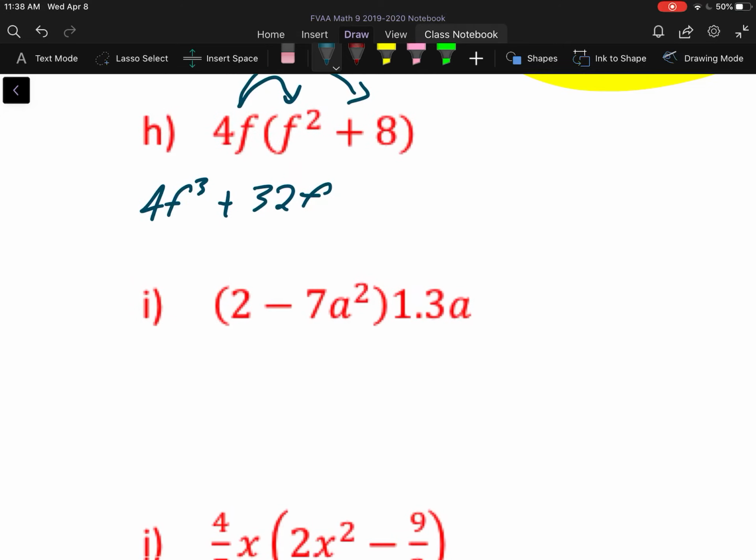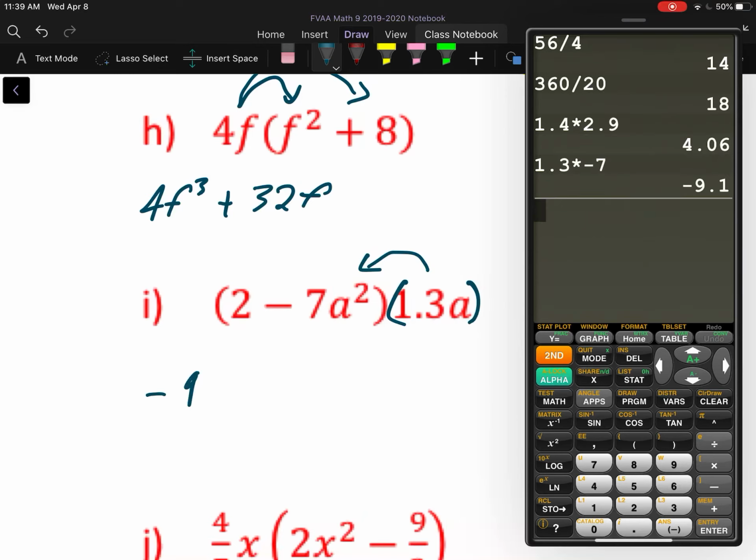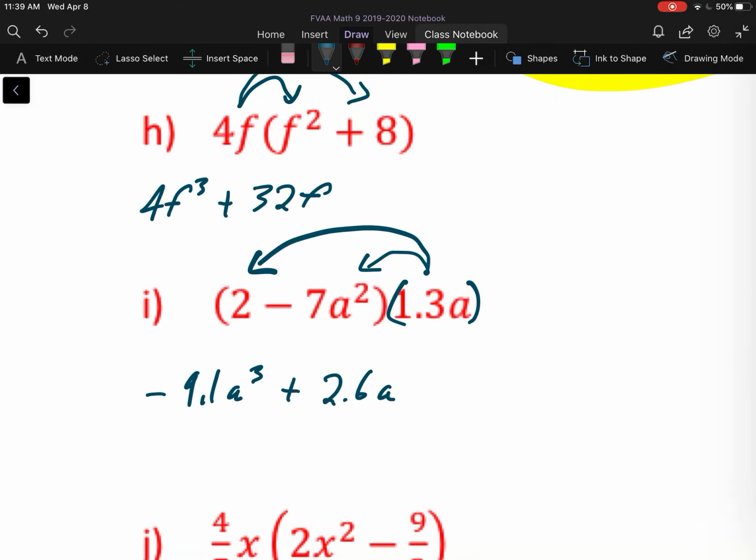Here, my monomial is the one on the left now, so my arrows are going to come from the left and not from the right. Okay, so here I'm going to do 1.3a times negative 7a squared, specifically negative 7 here. So 1.3 times negative 7 gives me negative 9.1a cubed. And then 1.3a times positive 2 would give me 2.6a would be your answer there.